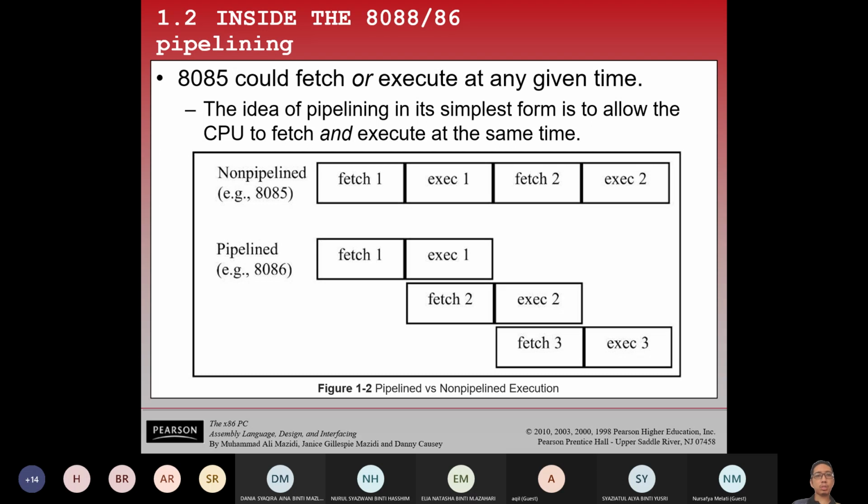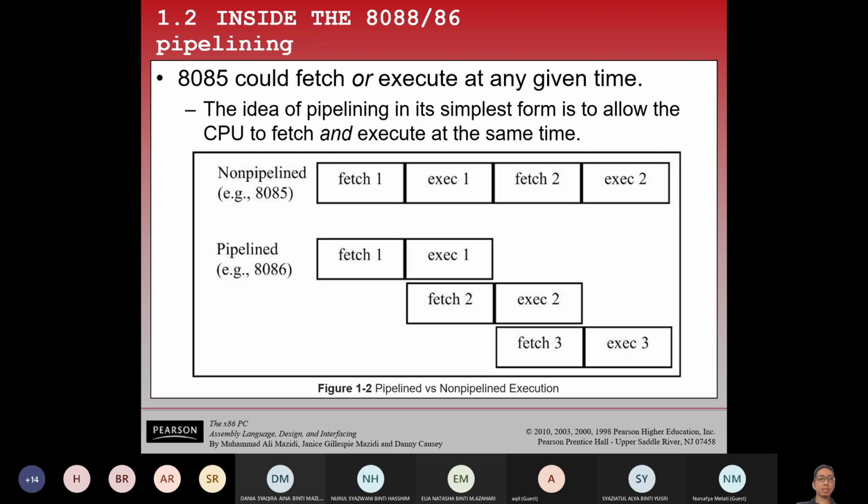Long time ago, it had to wait for a task to finish first before you could do the web browsing. For example, if you were doing word processing, you could only do that, and only after that could you browse the web. But with the pipeline technology, you can do the fetching and executing at the same time, meaning that it can be done in parallel.